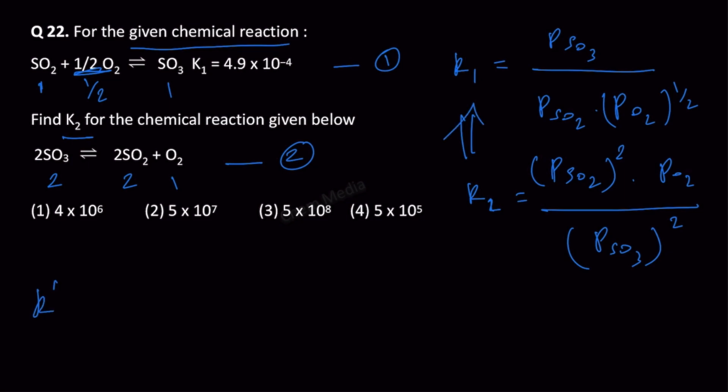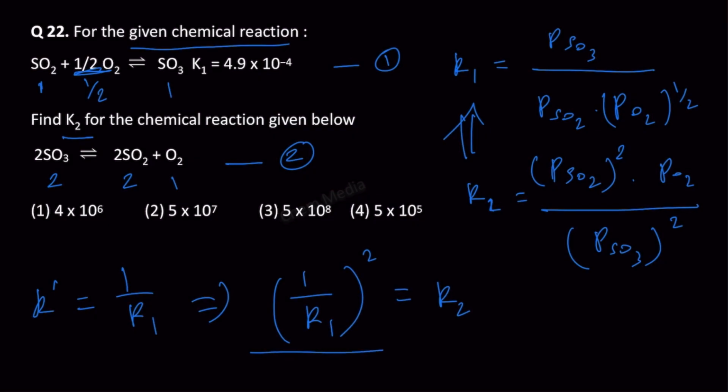Let us say K1 dash is equal to 1 by K1. We need to convert products into reactants and then we can write it as 1 by K1. You have to square the term, then you can equate it. 1 by K1 whole square is equal to K2. That is the relationship. And now we can determine the value of K2.